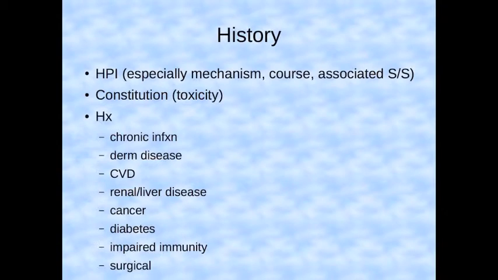Most important elements of the history are the mechanism and the course of the infection. Specific organisms can be suggested by specific causes, like animal bites, a hospital stay or a surgical procedure, swimming in natural pools of water, butchering meats, and infecting a cut or something like that.